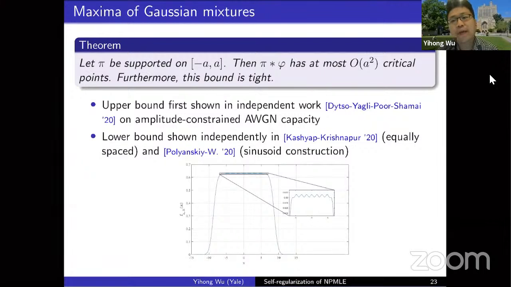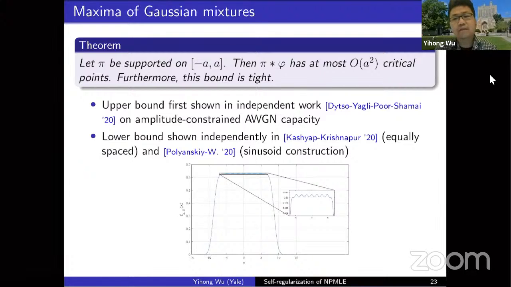Distel et al. wanted to understand how many atoms are actually in the capacity-achieving input distribution, and they proved this lemma for their purpose. This is the same lemma that we use in our paper as well. Although it showed up in some unrelated context, this is the main observation that underlies the theory, at least for the Gaussian model. The lower bound, that the A squared is tight, was proved independently by Navin Kishab and his co-authors, and also in our paper.